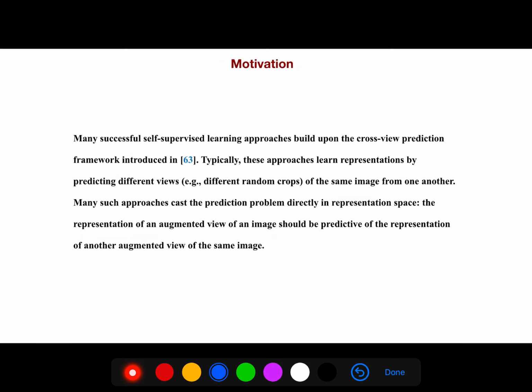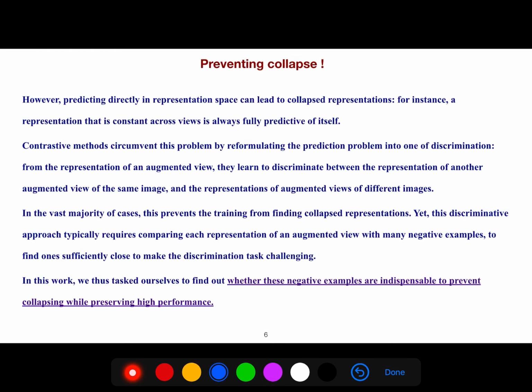Many successful self-supervised learning approaches build upon the cross-view application, and typically these approaches learn representations by predicting different views of the same image from one another. Many such approaches cast the prediction problem directly in representation space. Predicting directly in representation space can lead to collapsed representations. For instance, a representation that is constant across views is always fully predictive of itself.